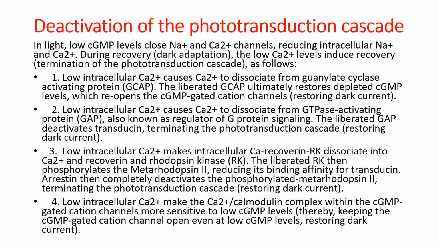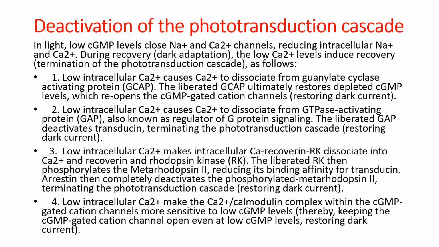Deactivation of the phototransduction cascade. In light, low cGMP levels close Na+ and Ca2+ channels, reducing intracellular Na+ and Ca2+. During recovery, dark adaptation, the low Ca2+ levels induce recovery, termination of the phototransduction cascade, as follows. 1. Low intracellular Ca2+ causes Ca2+ to dissociate from guanylate cyclase activating protein, GCAP. The liberated GCAP ultimately restores depleted cGMP levels, which reopens the cGMP-gated cation channels, restoring dark current.